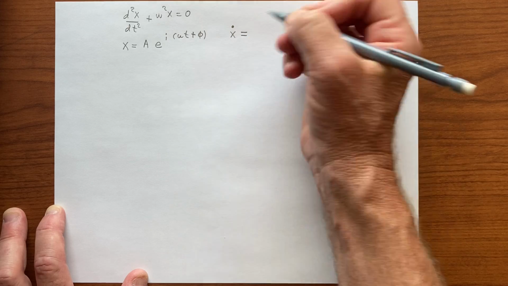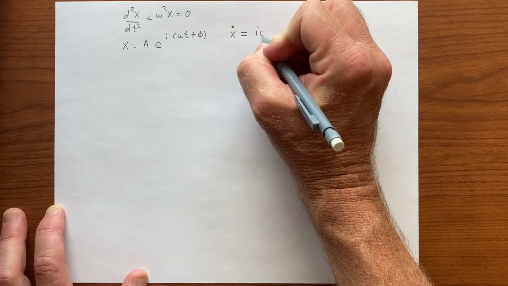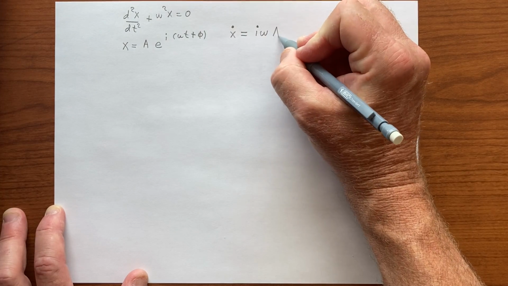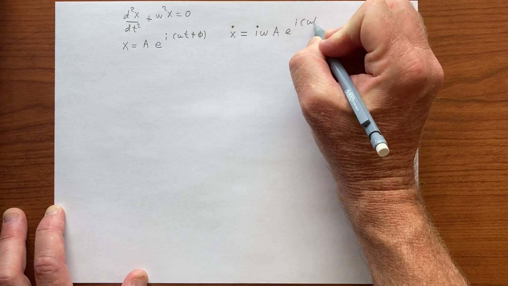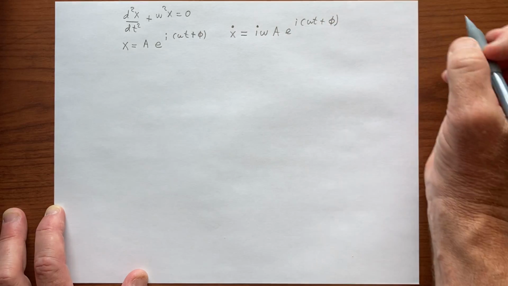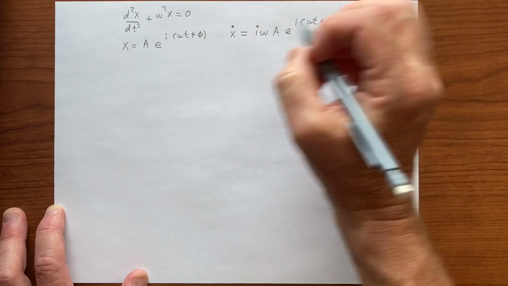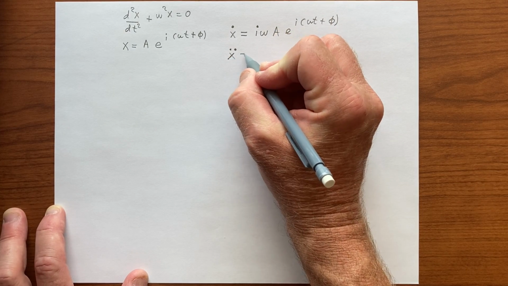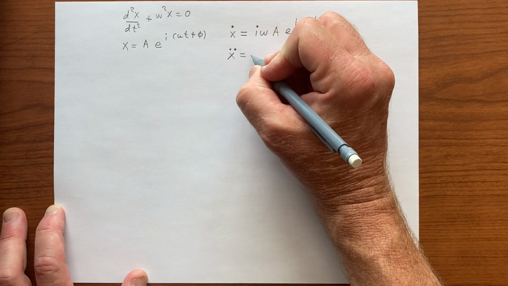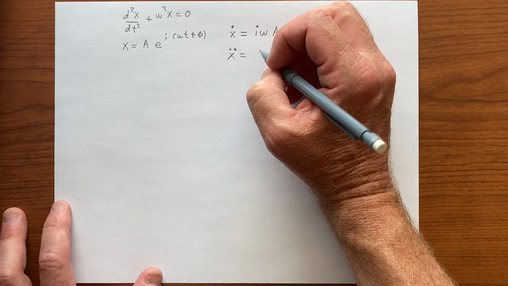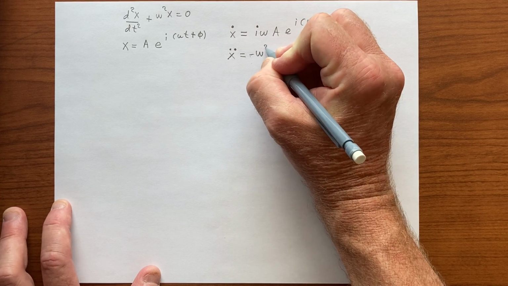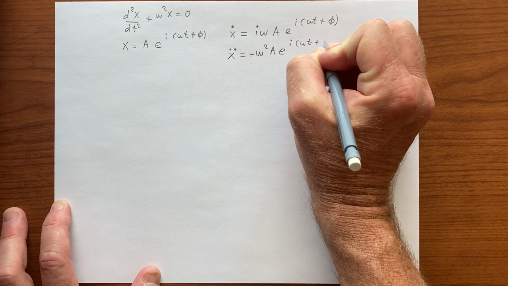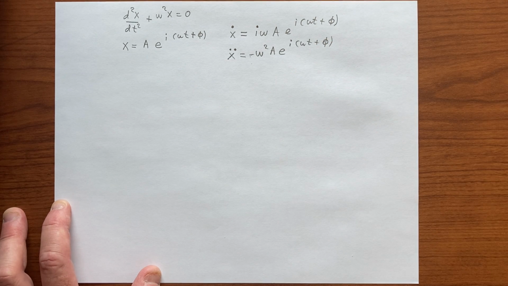And in this case, then we have dx/dt, or x dot, being i omega a e to the i(omega t plus phi), and x double dot, two derivatives in time of x. And if x is position, then that's an acceleration, minus omega squared a e to the i(omega t plus phi).